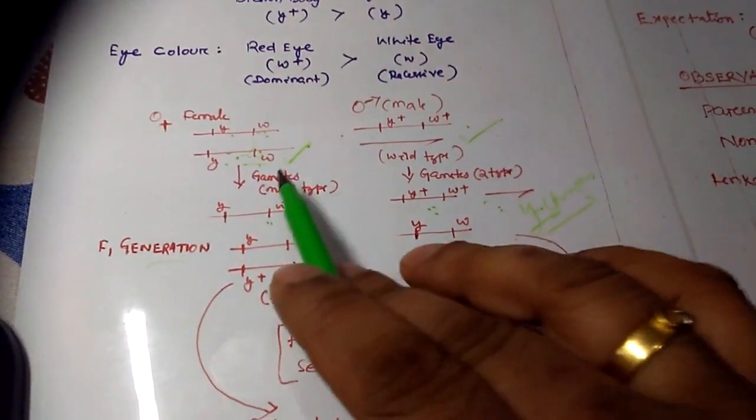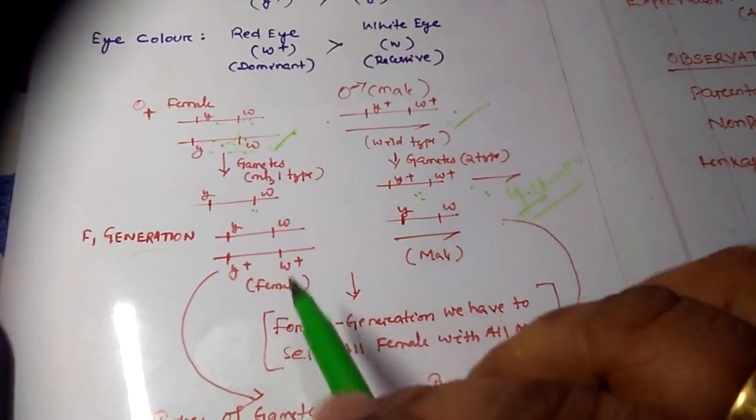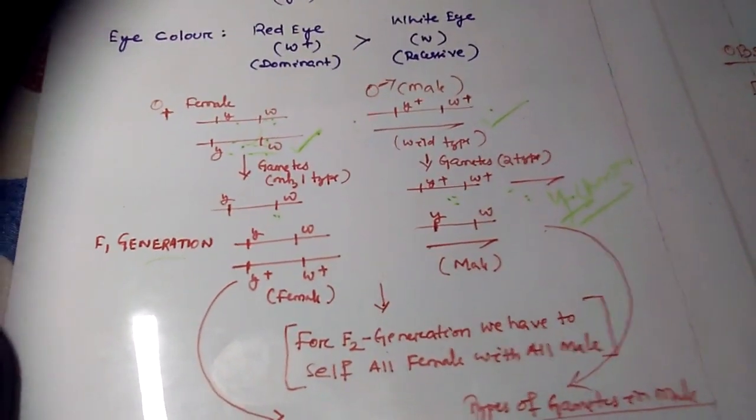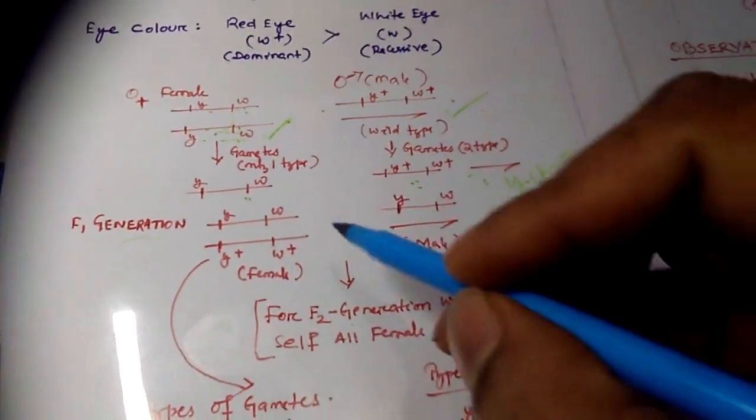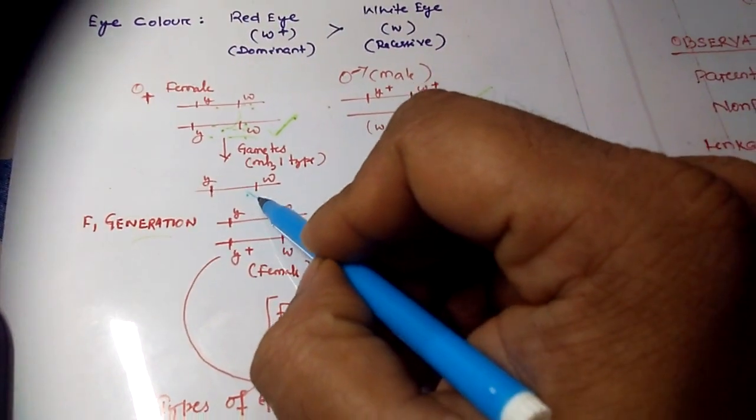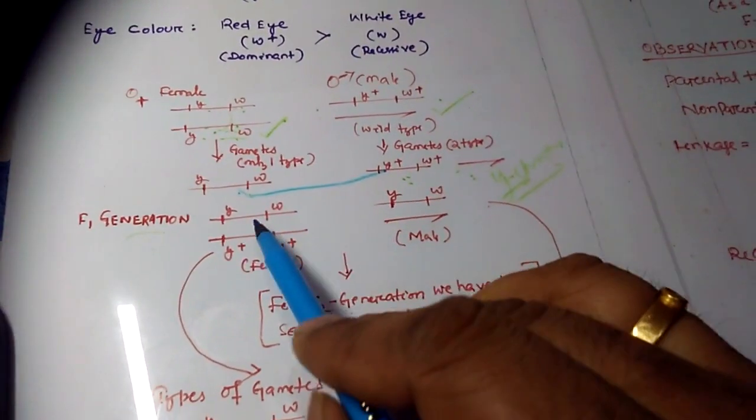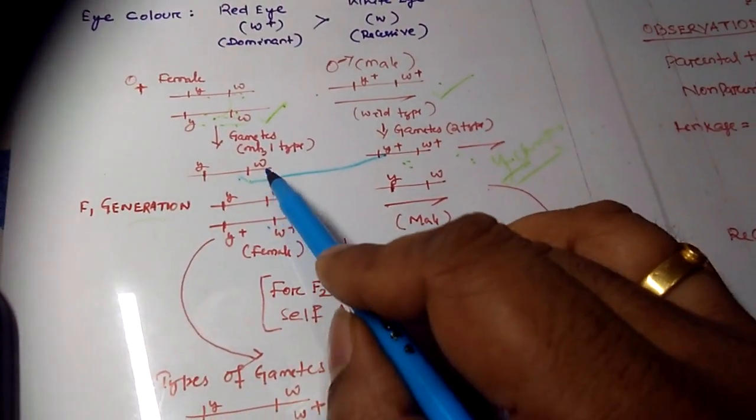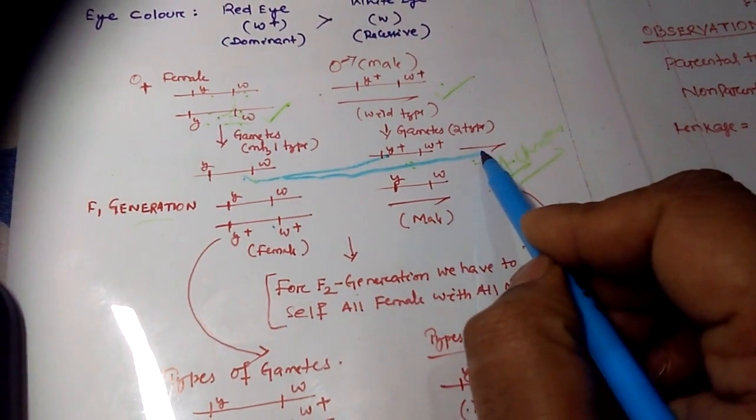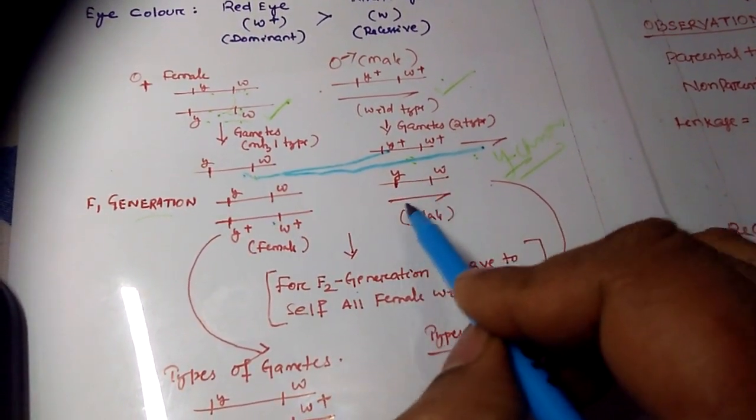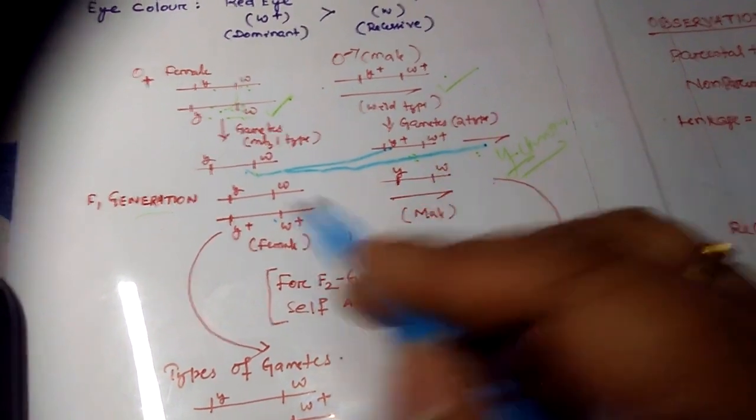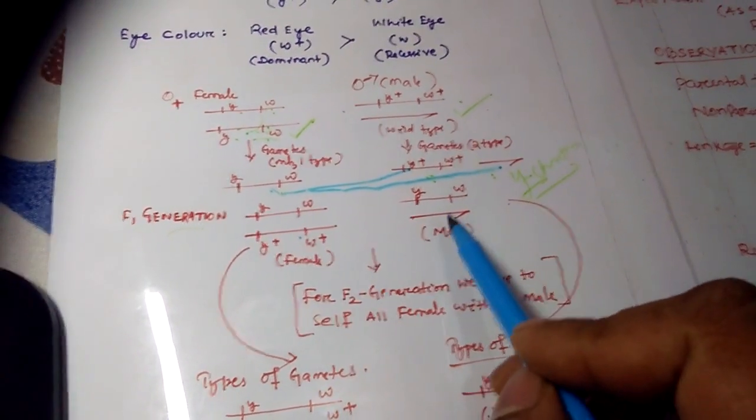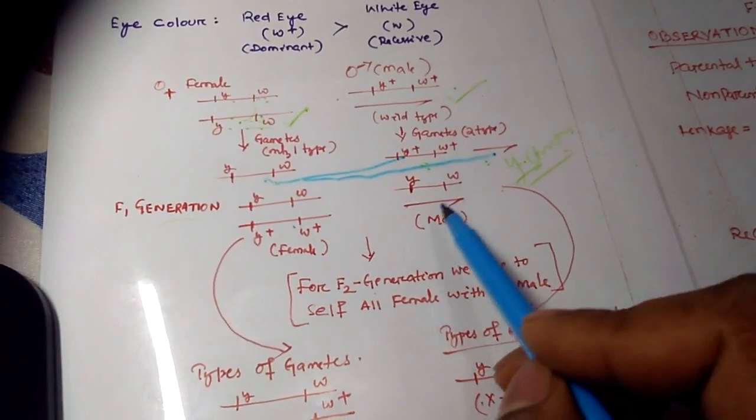Now in the F1 generation, you are basically crossing these two. How many types of gametes will you get here? You see here that this one will cross with this. So you can see YW and Y plus W plus. This one will be female because both are X chromosomes. And this one will cross with this, so you will get YW and the Y chromosome, so male. So in the F1 generation, you got the female heterozygous for both the characters, and the male recessive homozygous for both the characters.